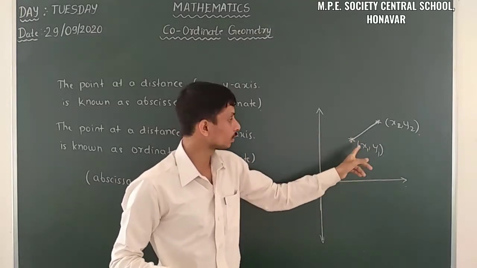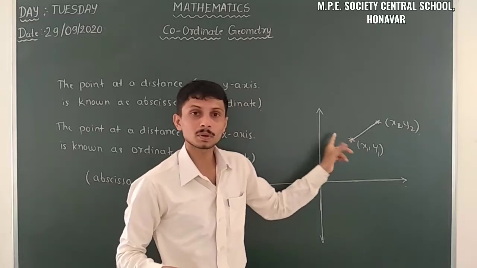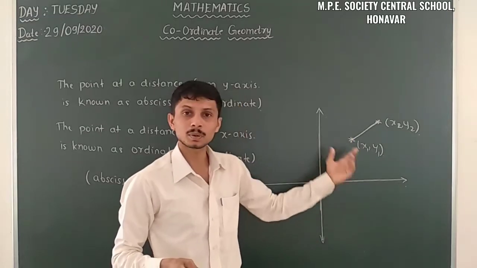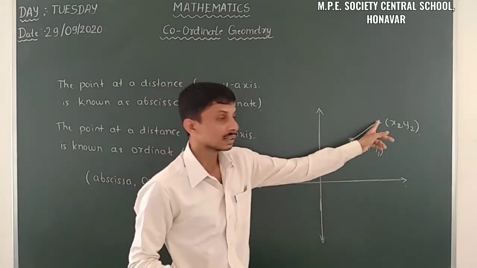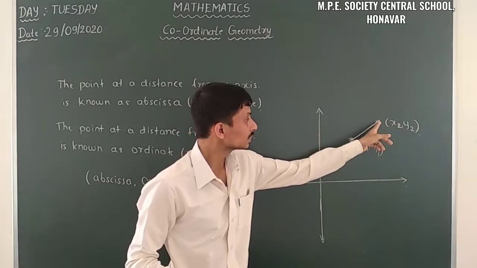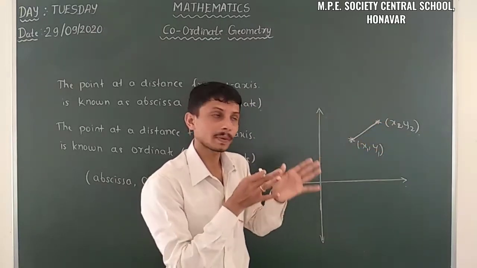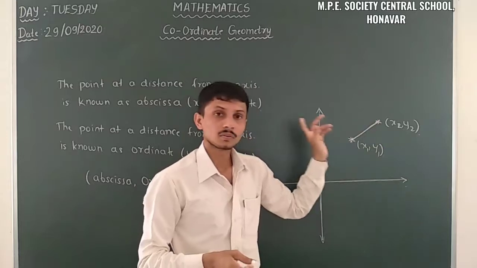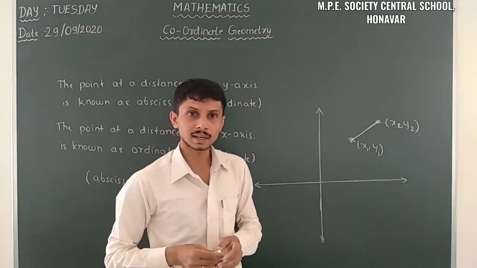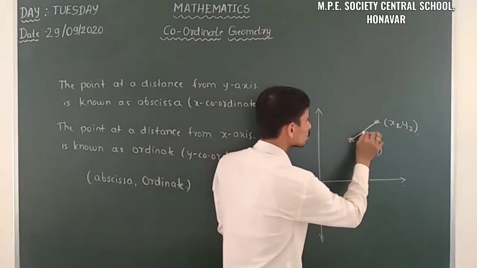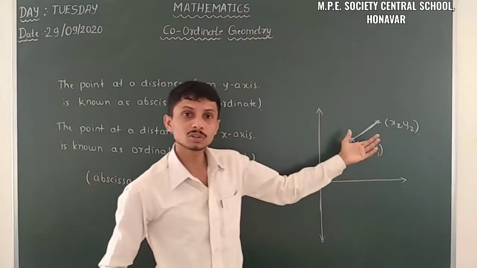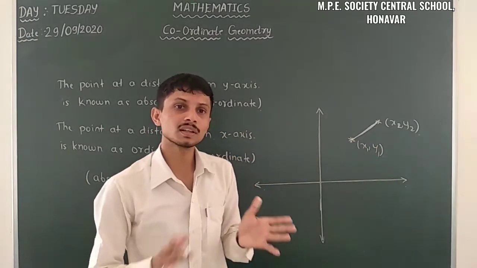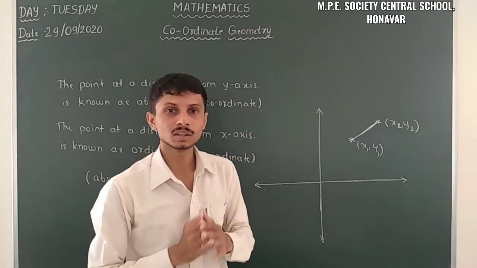So we can easily calculate it's x1 distance from the y-axis, and here it is y1 distance from the x-axis. In the case here, this point is at a distance of x2 from the y-axis and y2 from the x-axis. We can easily calculate those. But when we calculate the distance between those 2 points, it is very difficult. There is no formula based on that.